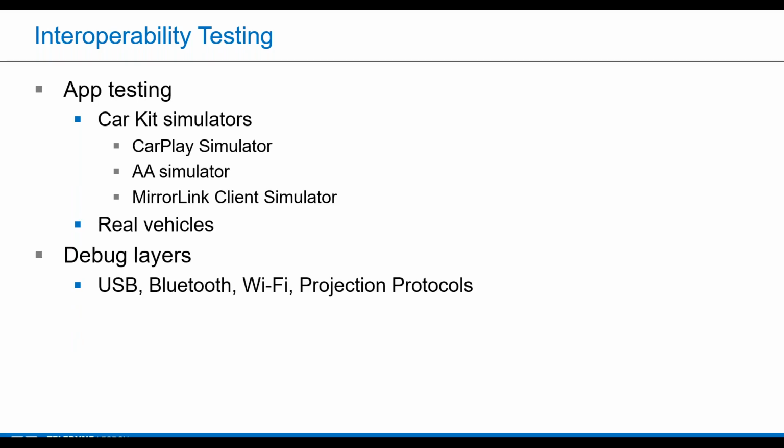We can also look at app testing. In the first stages, that might be just against a car kit simulator. So CarPlay has a CarPlay simulator, Android Auto has the Android Auto simulator, and MirrorLink has a MirrorLink client simulator. Then that would be followed up next by testing with real phones and against real vehicles. And if there's any issues, we want to debug the various layers. So USB, the Bluetooth, the Wi-Fi, and then the proprietary projection protocols as well.